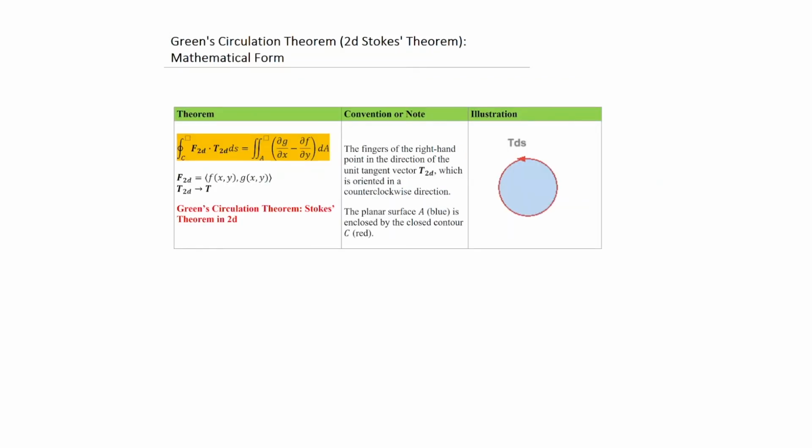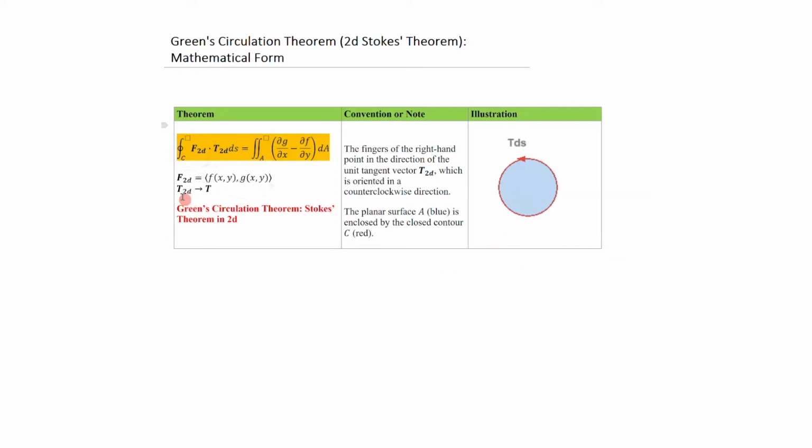All right, let's look at what happens when we move into 2D, and that would be Stokes' theorem applied in the 2D setting, which we'll call Green's circulation theorem. We will prove this a little bit later, but for now, take the formulas as a given. So let's look at the 2D equivalent form. This is a vector field in 2D, described in terms of an x component as a function of x, y, and a y component as a function of x, y.